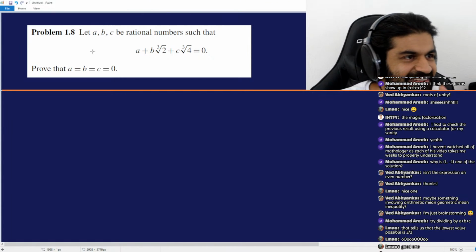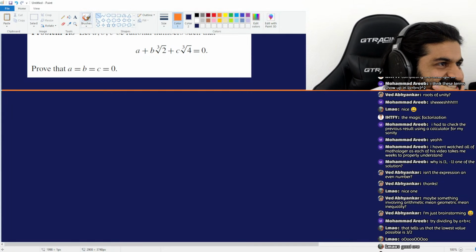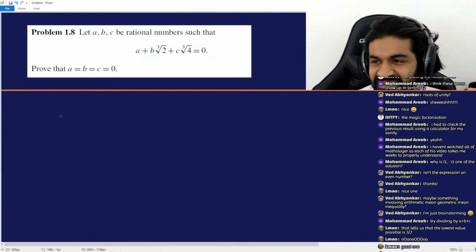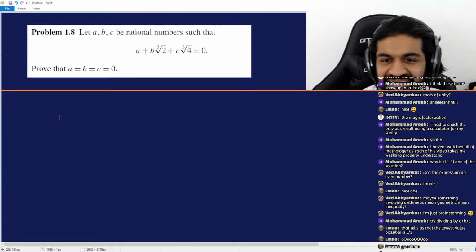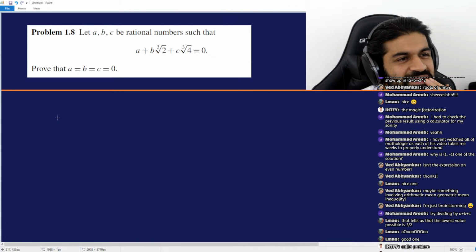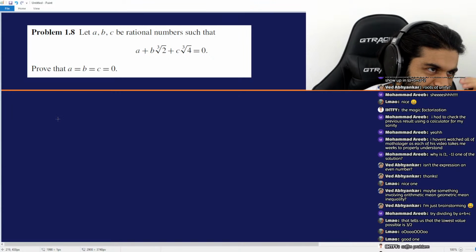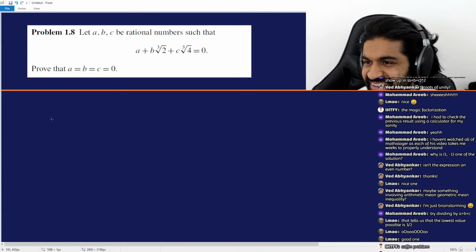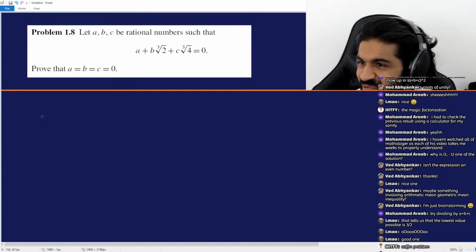Okay, let's take a crack at this. Let A, B, and C be rational numbers such that a plus b times the cube root of 2 plus c times the cube root... Okay, come on. Okay, this one isn't so bad. I feel like some of these could make for good coffin problems, actually.